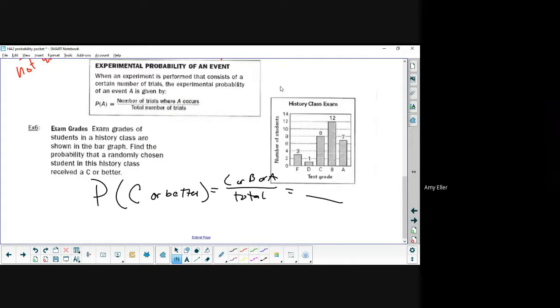So 8 people got a C. Better than that are 12 and 7. So 27 people got a C or better out of the total 31. Does that simplify? No. You won't get a calculator for this section on the quiz though.